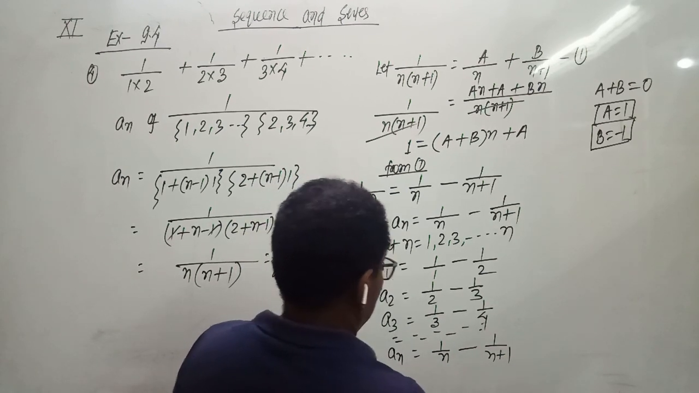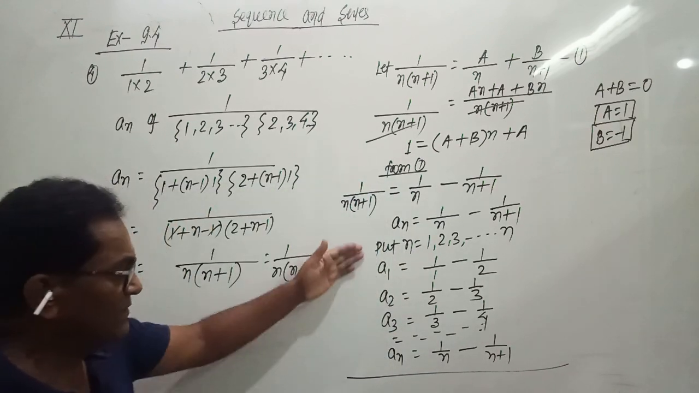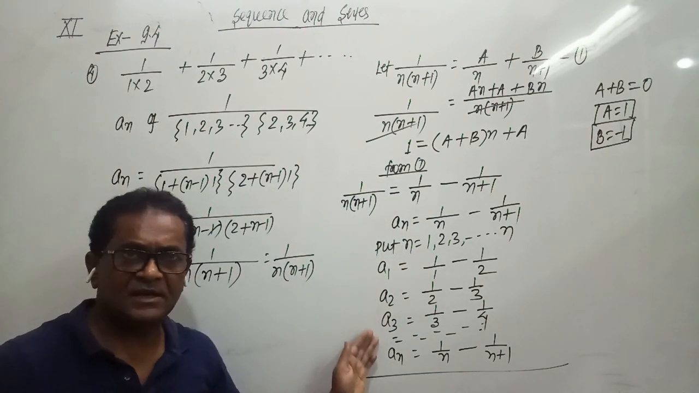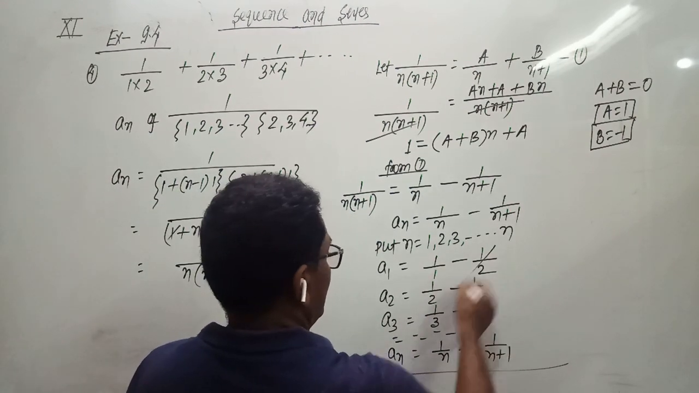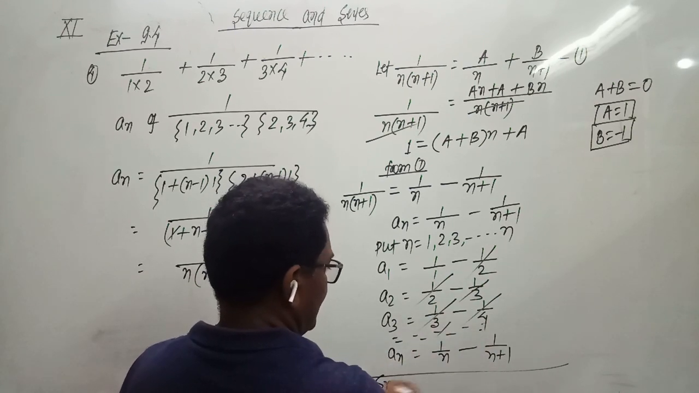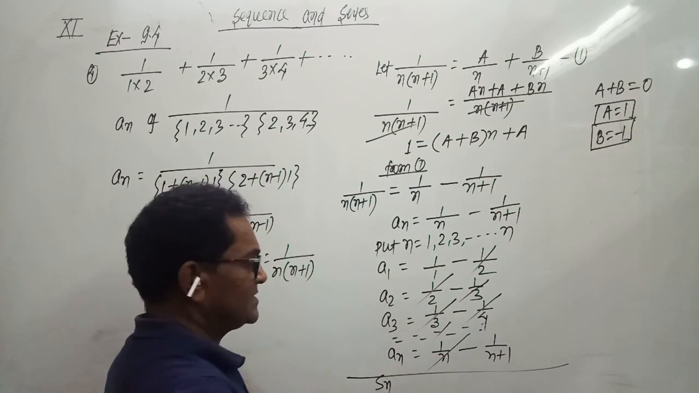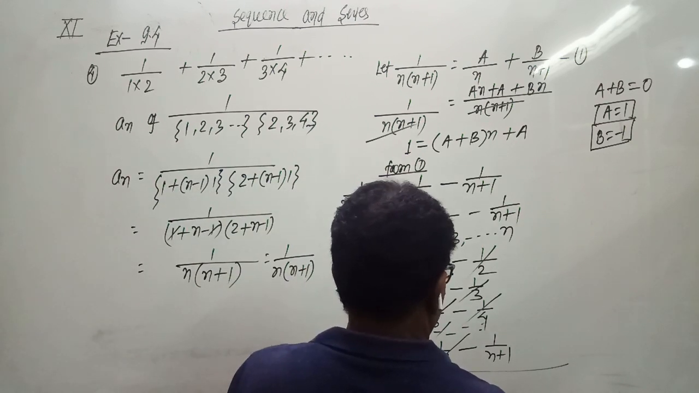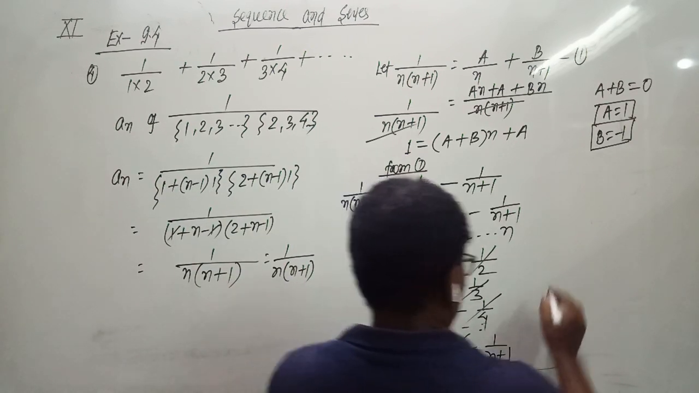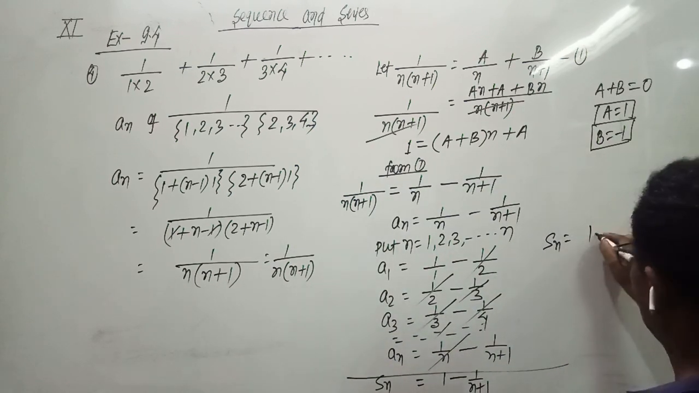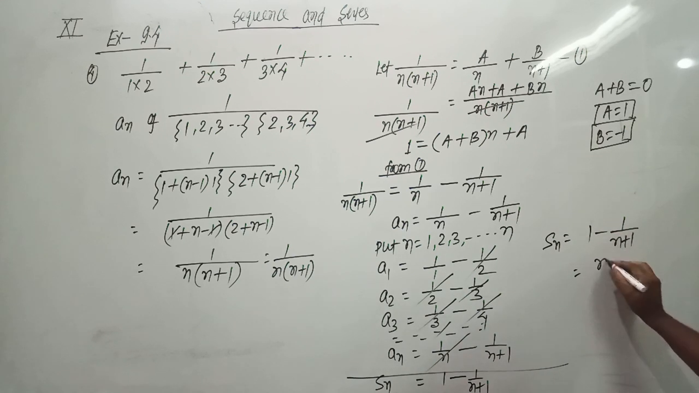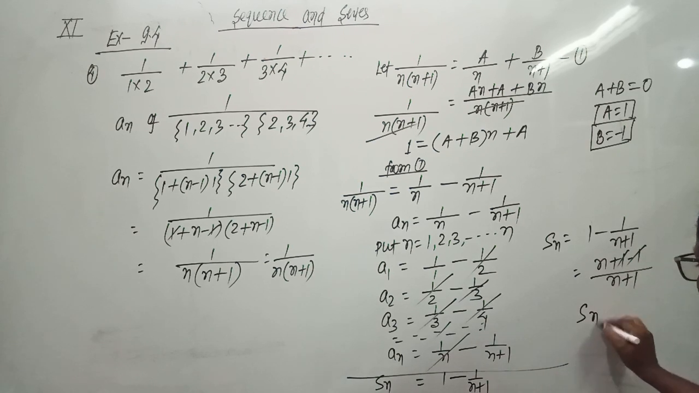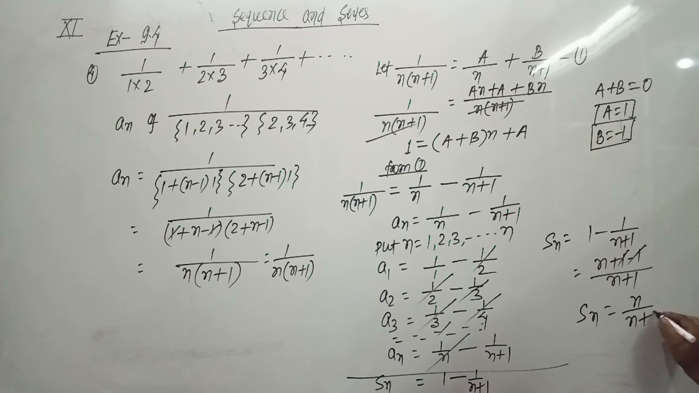Then column-wise we add. When we add all these terms, a1 plus a2, a3, up to an, we get Sn. 1 by 2 cancelled, 1 by 3 cancelled, 1 by 4, up to 1 by n will get cancelled, and it remains 1 minus 1 upon n plus 1. So Sn equals 1 minus 1 upon n plus 1. We take LCM. So n plus 1 minus 1 upon n plus 1, 1 gets cancelled, and the result comes to be Sn equals n upon n plus 1.